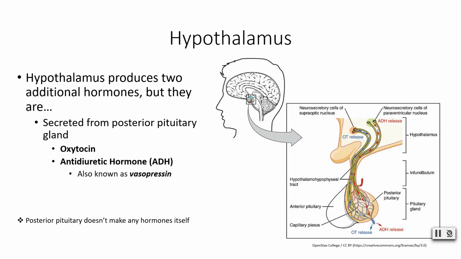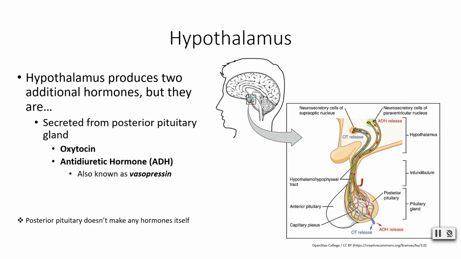Okay. Now, the oxytocin and the ADH, what makes them so special? Well, the hypothalamus produces them, but they are secreted by your posterior pituitary gland. We haven't really mentioned him yet. Okay, so your hypothalamus produces the oxytocin and the ADH, and then it sends it to the posterior pituitary for storage. When we need these hormones, your posterior pituitary gland will be the one that secretes them into our bodies.